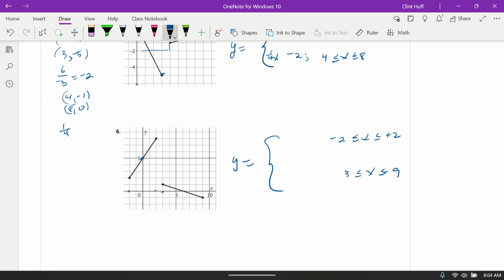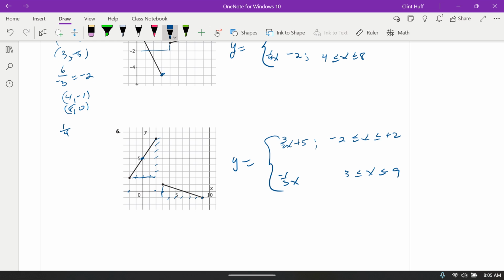And if I do my slope visually, it's over 1, 2, 3, 4, and up 1, 2, 3, 4, 5, 6. And 6 over 4 is 3 over 2, so that'll be 3 over 2x plus the intercept, which is 5. That's the first branch. On the next one, I'm down 2 and over 1, 2, 3, 4, 5, 6. So that's negative 1/3 of x.